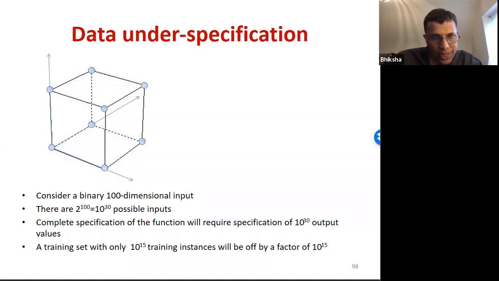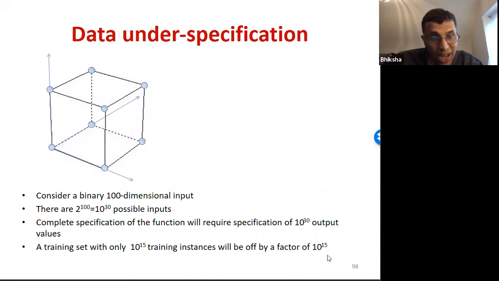So I want you to understand the magnitude of this. If I had only a 100-dimensional input, and this is trivial, it's binary, then all the possible inputs live on the corners of a 100-dimensional hypercube. And if I want to specify the function fully, I must specify the function value at every one of the corners of this hypercube. That means I must specify the values at 10 raised to 30 corners.